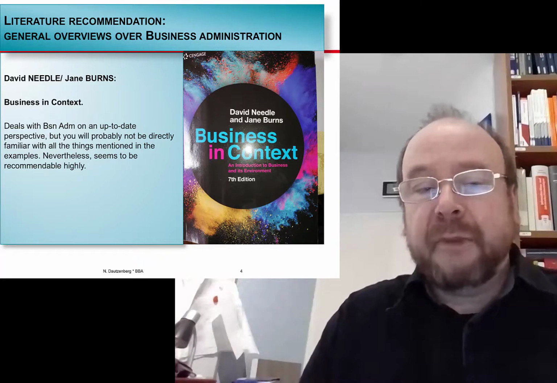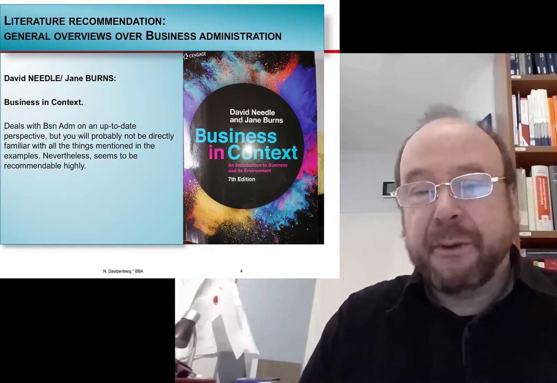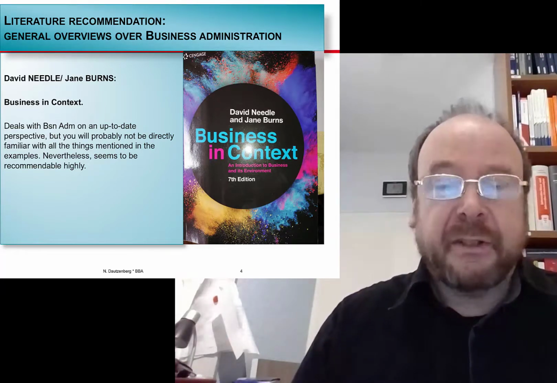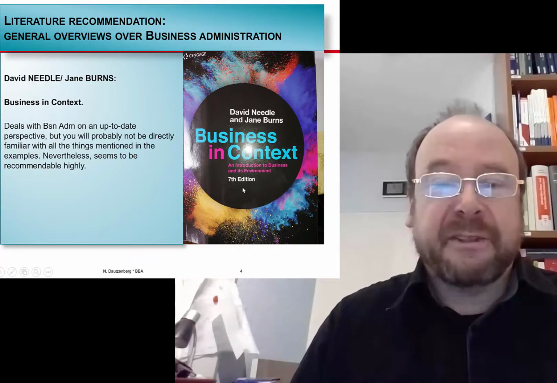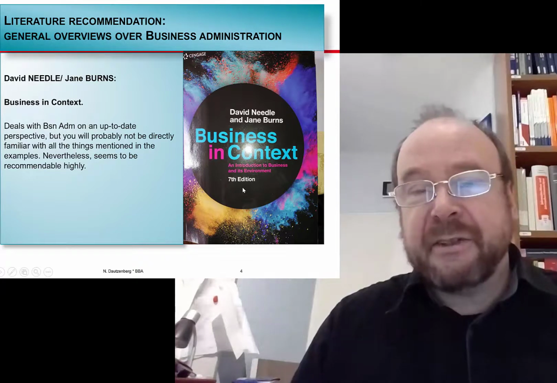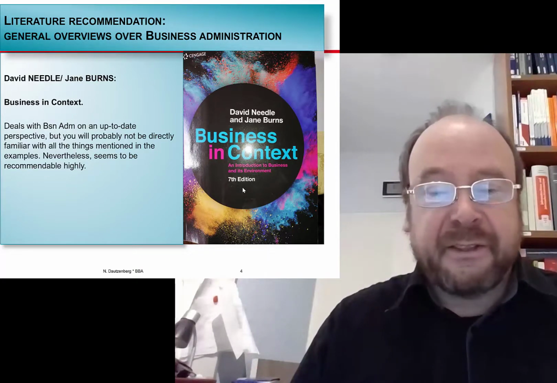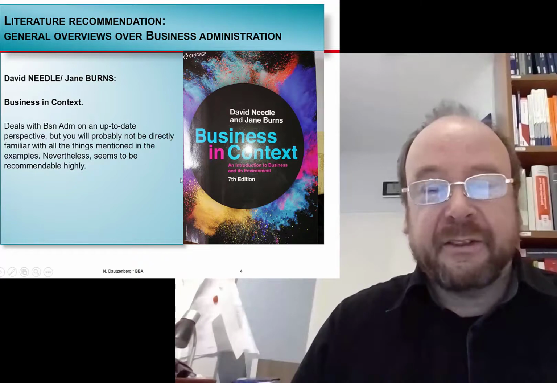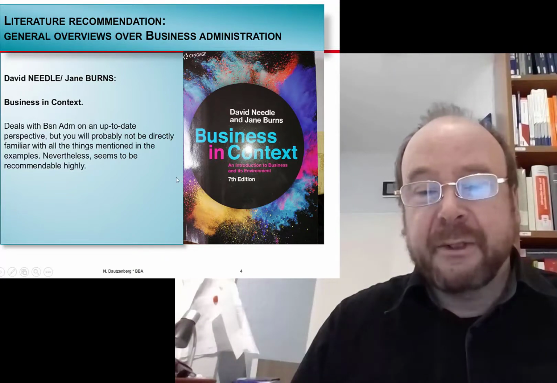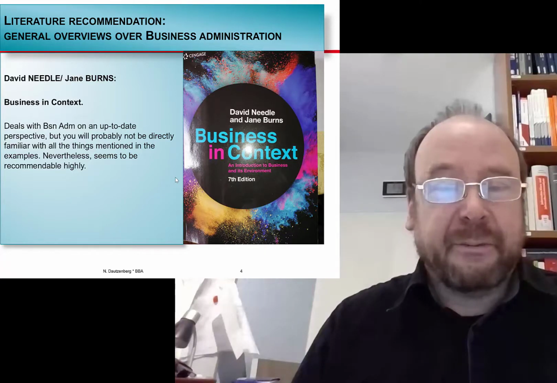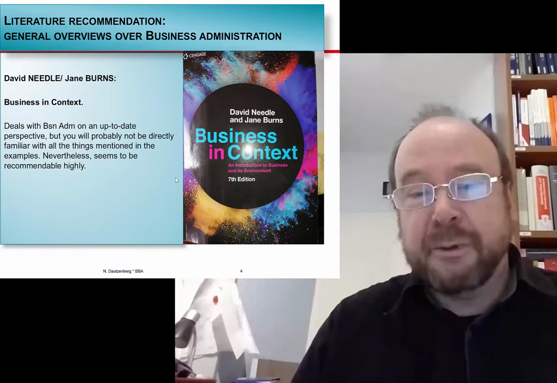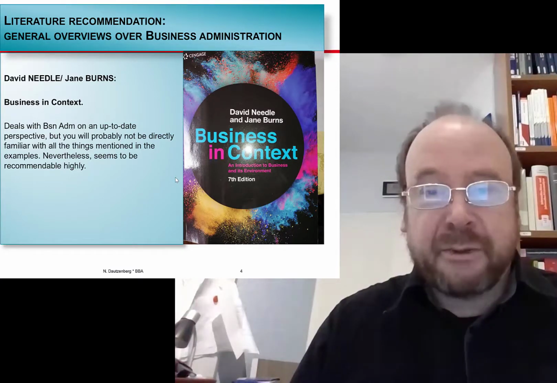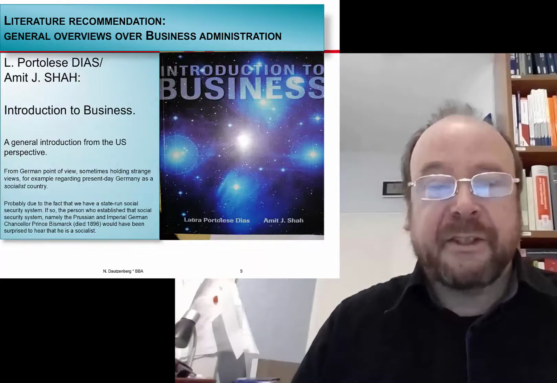Business in Context by Needle and Burns from Cengage Publishing is recommendable. If you here see the cover with 7th edition, then naturally that does not limit you to the 7th edition. Always the most current edition naturally is most up to date. So if you can obtain it somewhere in a higher edition because the older ones are sold out, no problem. That's customary with good books. So buy the newest edition.